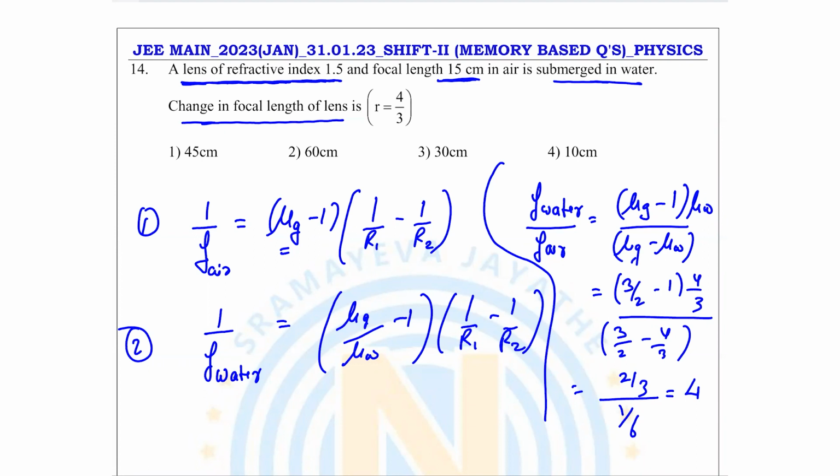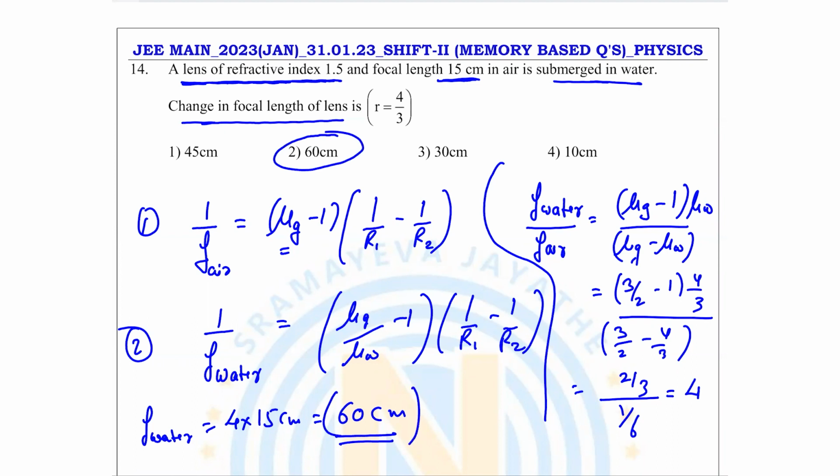So the focal length in water becomes 4 times the focal length in air, which is 15 centimeter. So this makes it 60 centimeter. Now be careful. Over here, there is a high probability that after getting this answer, you will quickly mark 60 centimeter. But we are not asked the final focal length. We are asked the change in focal length.